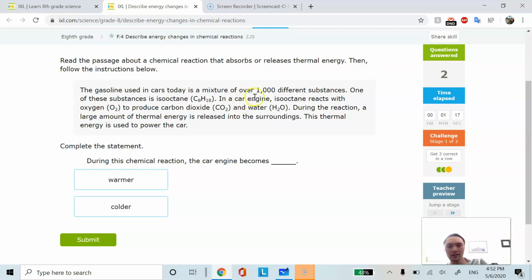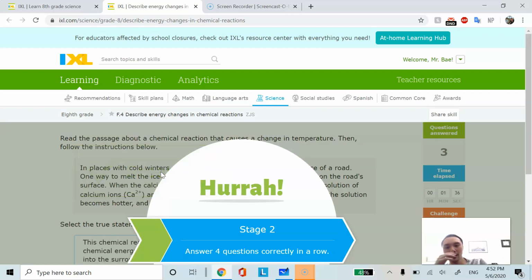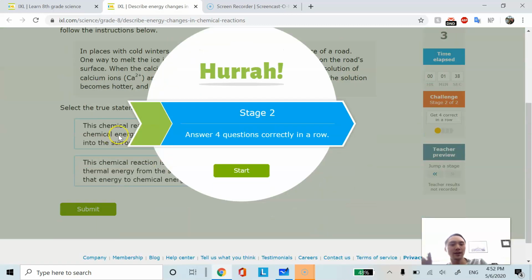All right, another example. In a car engine, isooctane reacts with oxygen to produce carbon dioxide and water. During the reaction, a large amount of thermal energy is released into the surroundings. So in this instance, the energy is being released. Since it's being released to the surroundings, you would say that the car engine becomes warmer. Now, the next part is stage 2.